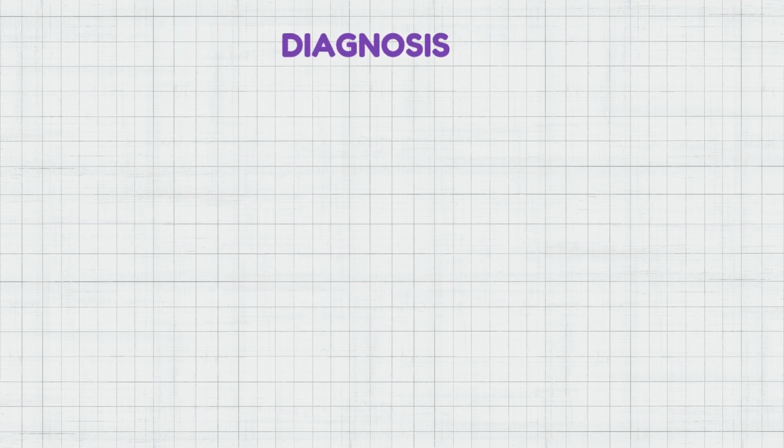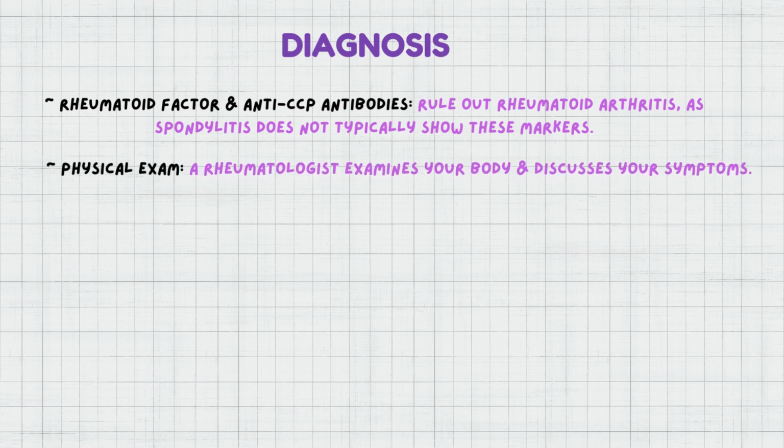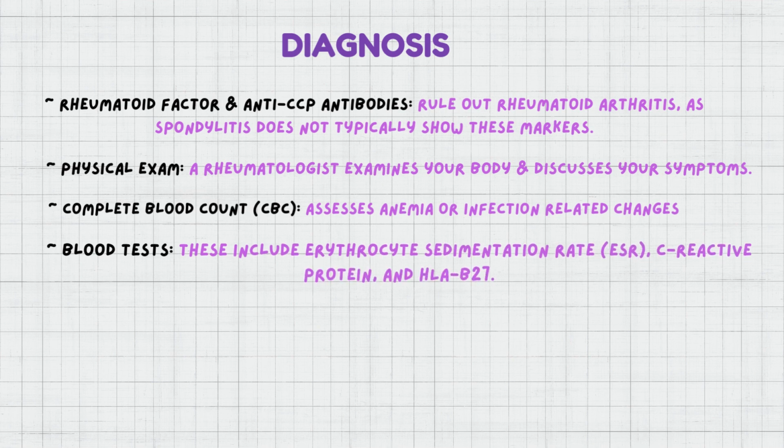Diagnosis of spondylitis includes rheumatoid factor and anti-CCP antibodies, to rule out rheumatoid arthritis, as spondylitis does not typically show the markers. Physical exam: a rheumatologist examines your body and discusses your symptoms. Complete blood count, CBC, assesses anemia or infection-related changes. Blood tests include erythrocyte sedimentation rate, C-reactive protein, and HLA-B27.